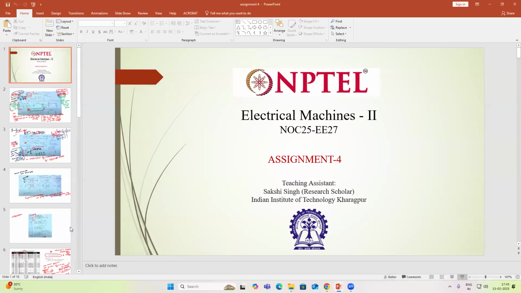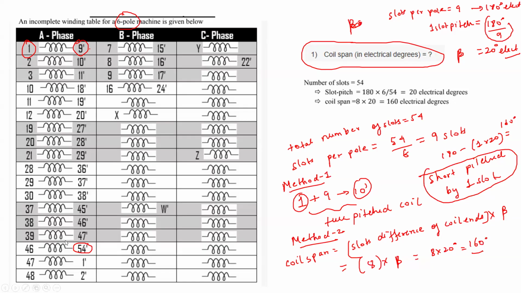Okay. So here I was discussing this question. In this way, you can find the coil span irrespective of whether you have a full pitched coil or a short pitched coil. So I'll suggest you use this formula. Let me draw this. This formula you can use.